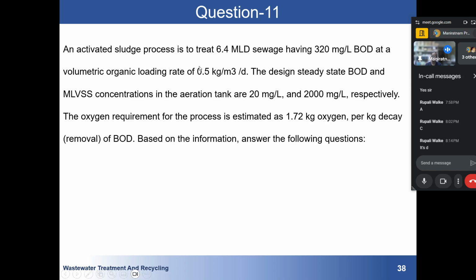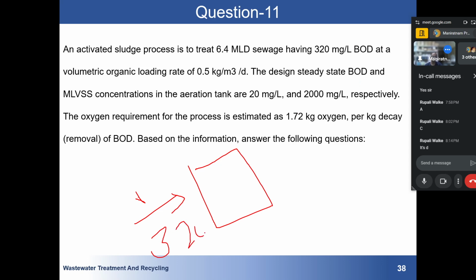It's a very simple question. Suppose I am not drawing everything. A wastewater is coming that has a flow of 6.4 million liters per day and a BOD concentration of 320 milligram per liter. So it has to be treated.